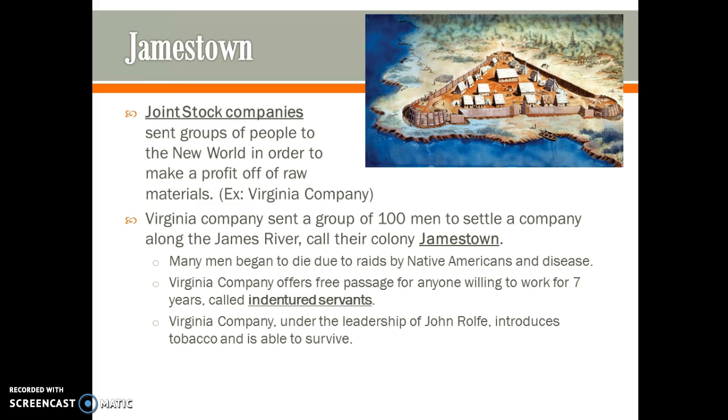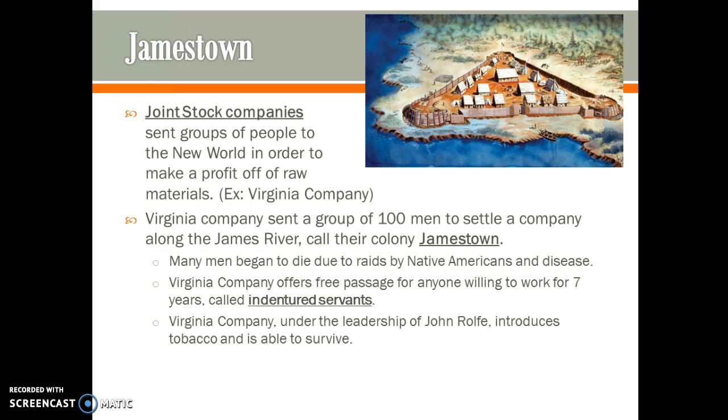The Virginia Company is actually the company that settled Jamestown. They first sent a group of 100 men to settle a colony along the James River, and that is why it became known as Jamestown. However, Jamestown actually did not survive. Many men began to die due to raids by Native Americans, but also diseases, and it isn't until John Rolfe is able to introduce tobacco that the colony is able to survive.